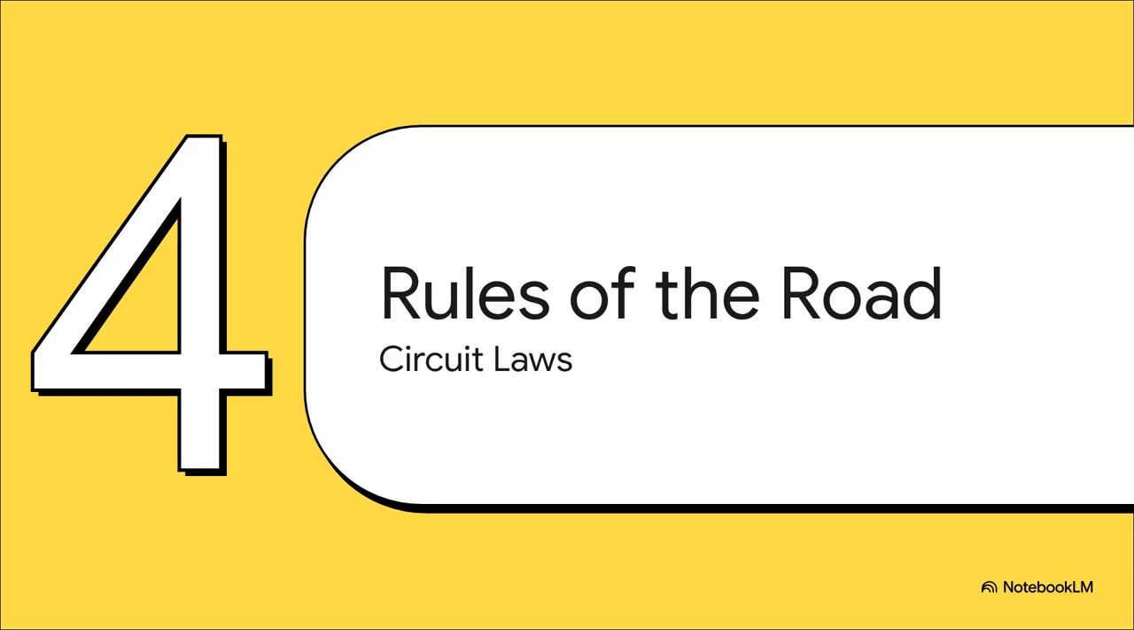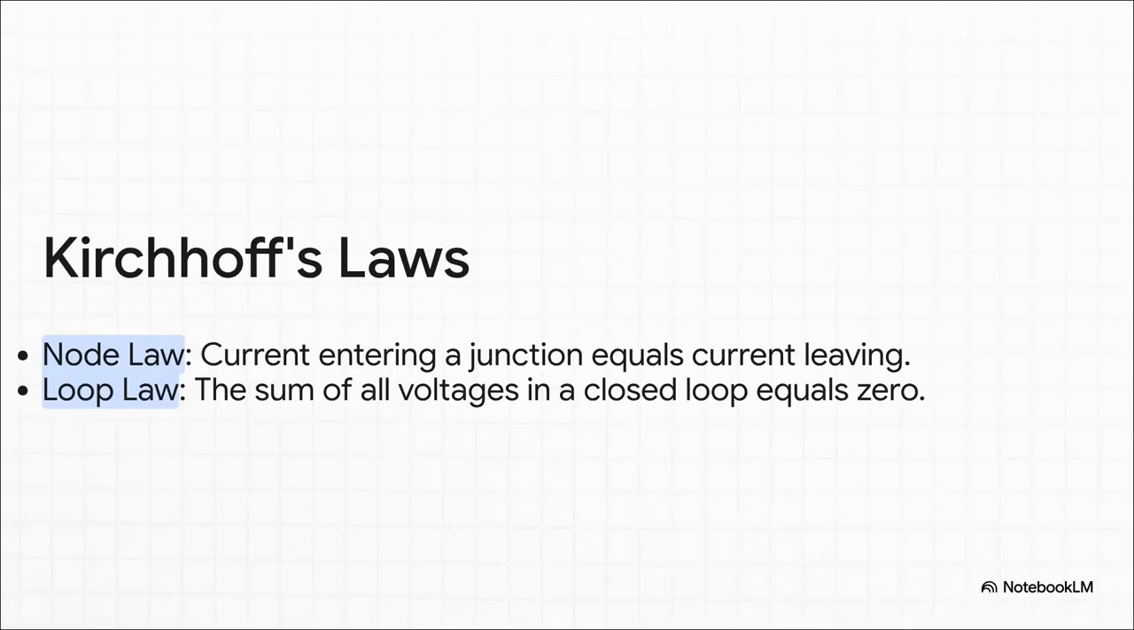Okay, so we've got the players, voltage, current, resistance. We've got the parts, resistors, generators. Now let's look at the rule book. The universal laws that every circuit has to follow, no exceptions. And these are Kirchhoff's 2 fundamental laws. They're absolutely essential. The first one, the node law, is super intuitive. Whatever current flows into a junction has to be the same amount that flows out. You can't just lose charge along the way.